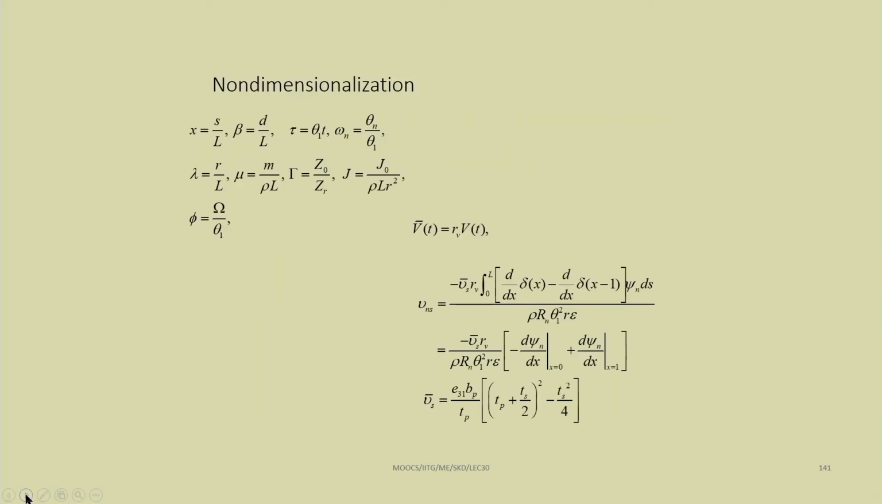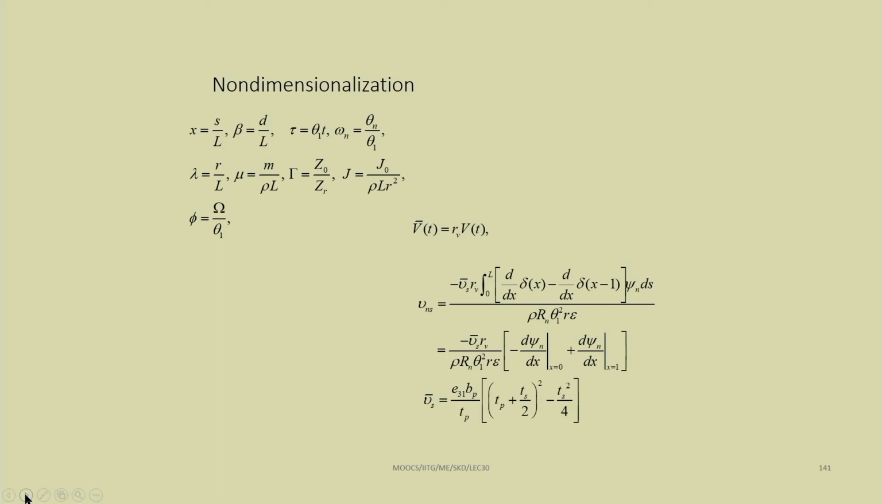Then using these non-dimensional terms, for example, the non-dimensional distance equal to s by l, the non-dimensional position beta equal to d by l, tau equal to theta 1 t, where theta 1 is the frequency of the first mode, omega n equal to theta n by theta 1, lambda equal to r by L, mu equal to mu m by rho L, where mu is the mass ratio, and capital gamma equal to Z0 by ZR. So, Z0 is the amplitude of base excitation, and ZR is the reference amplitude we have taken. J equal to J0 by rho L R square, and phi equal to omega by theta 1.